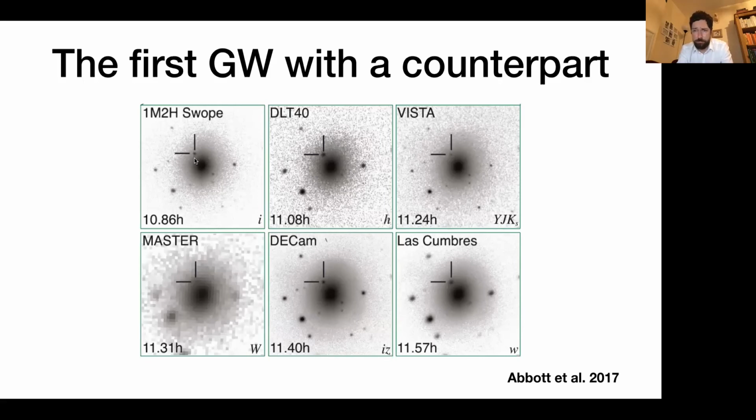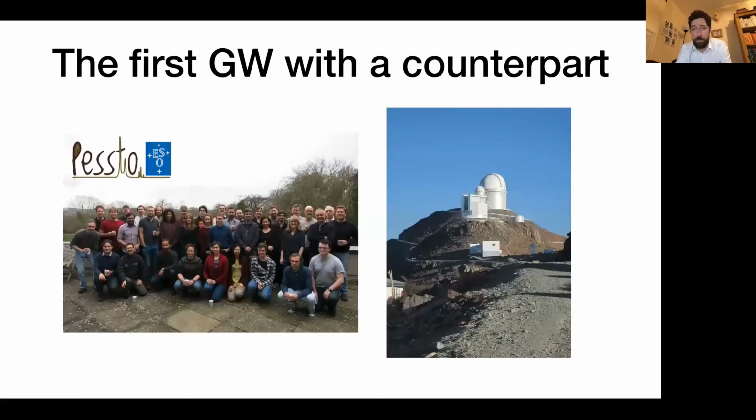So there's a collaboration that I'm involved in. The PESTO consortium was also following this event. So you can see some of the PESTO members here, and this is a telescope that PESTO uses, the New Technology Telescope in Chile at La Silla. It's actually the sort of square-looking one in the front. And the PESTO consortium also took an image of this gravitational wave counterpart.